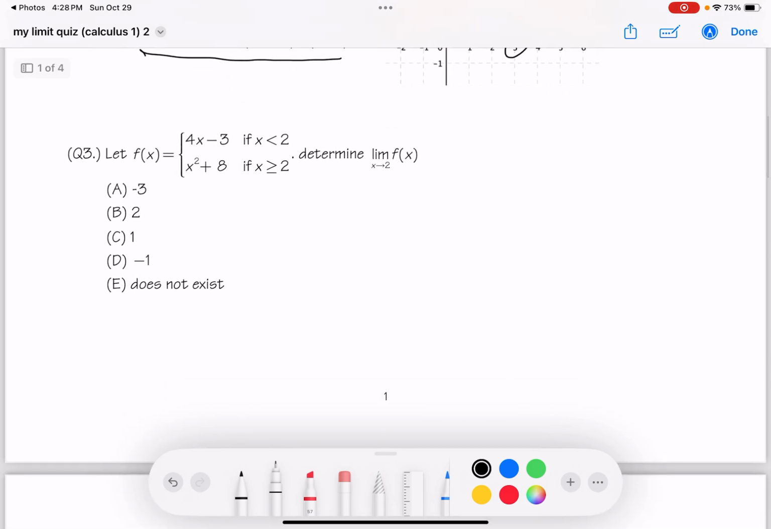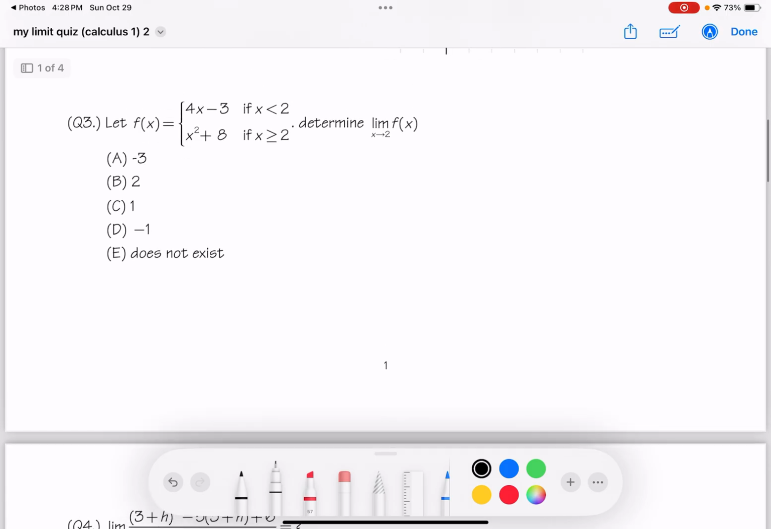All right, let's go to 3. 3 is a piecewise function, and being a piecewise function, you'd have to be able to understand the limit comes from 2 sides. So limit as x approaches 2 from the left side, that would be 4x minus 3. I'll do that in a moment. And the limit as x approaches 2 from the right side, and that would be x squared plus 8.